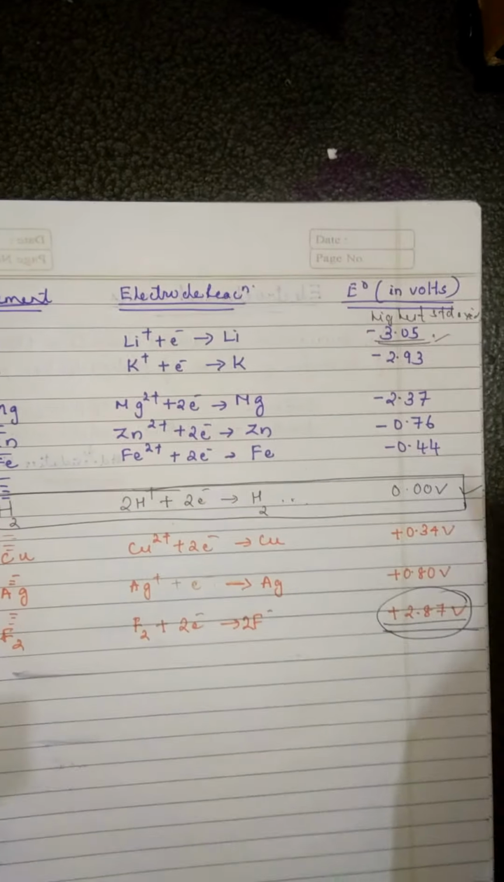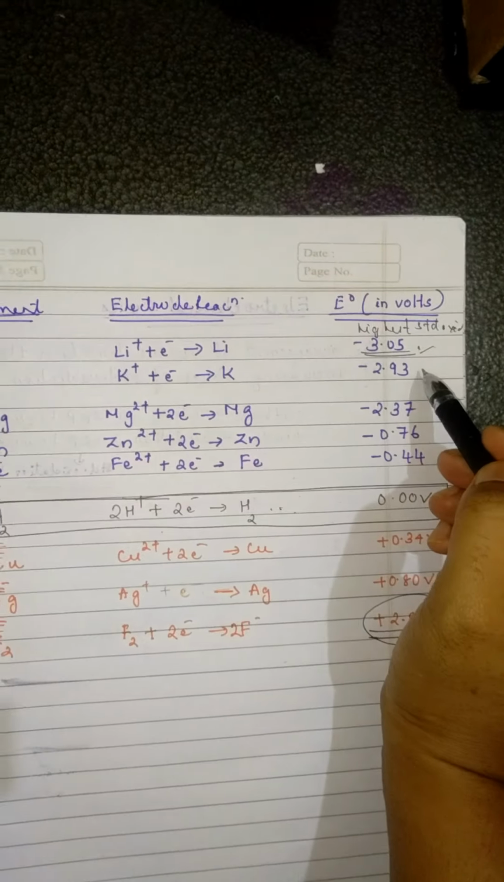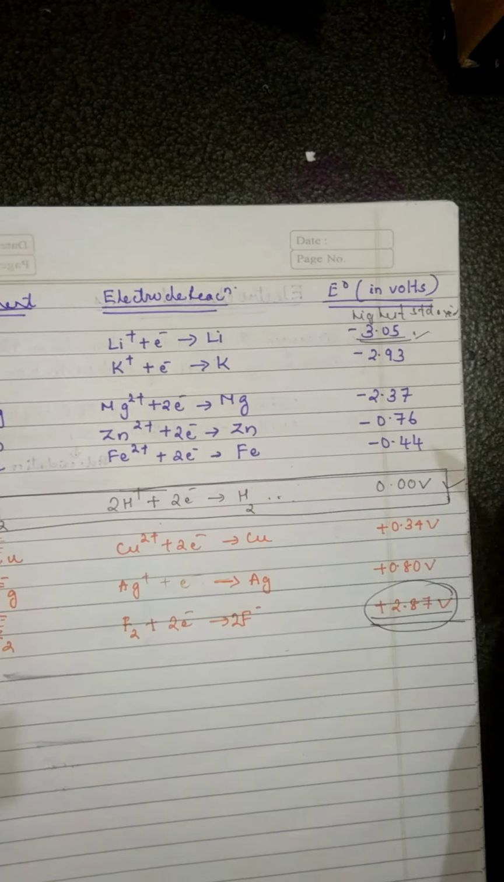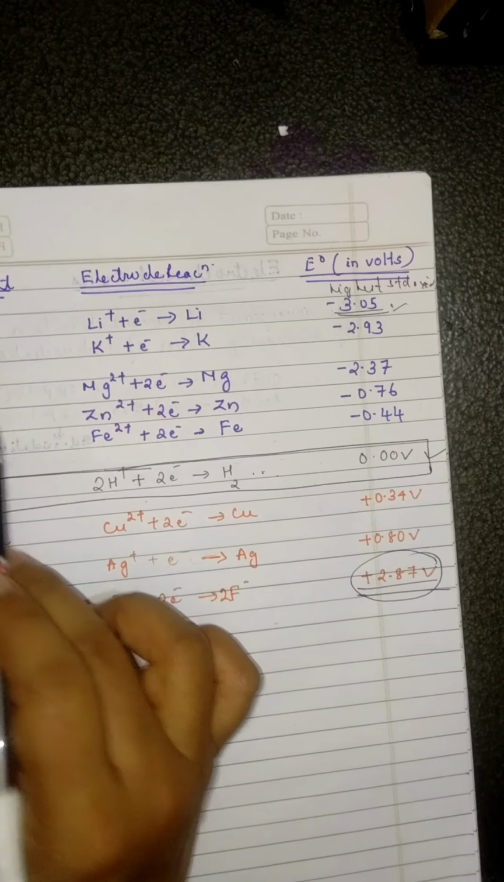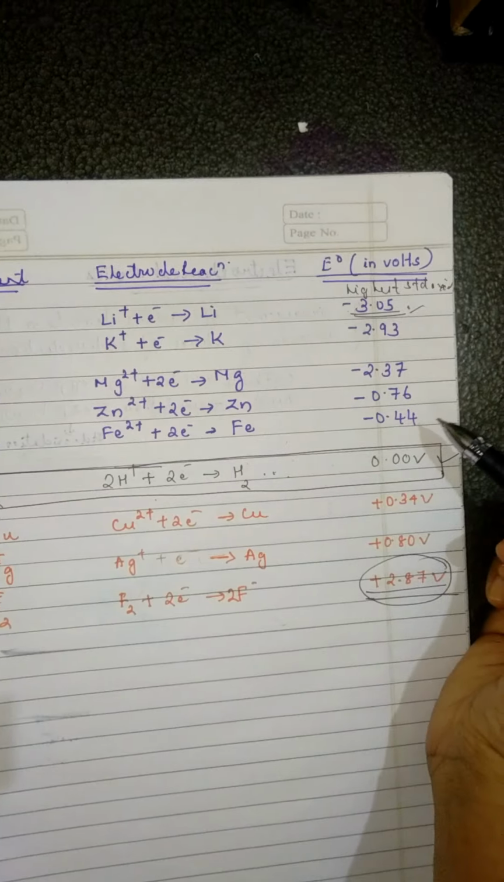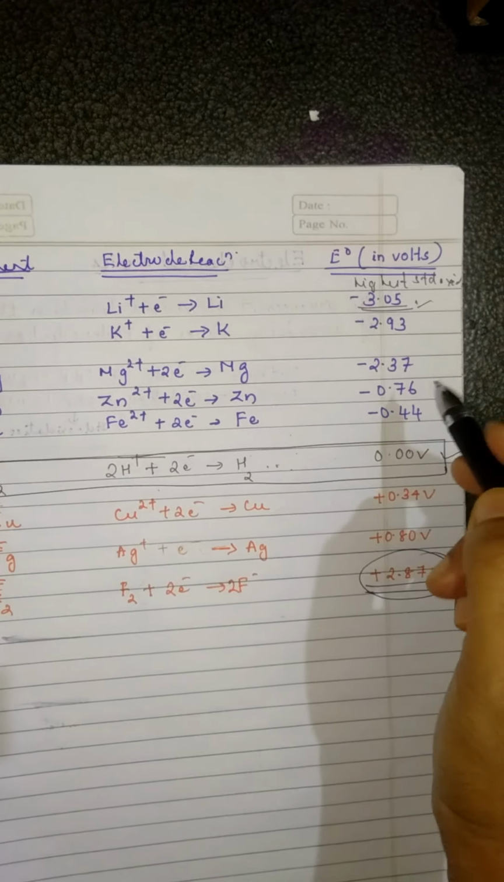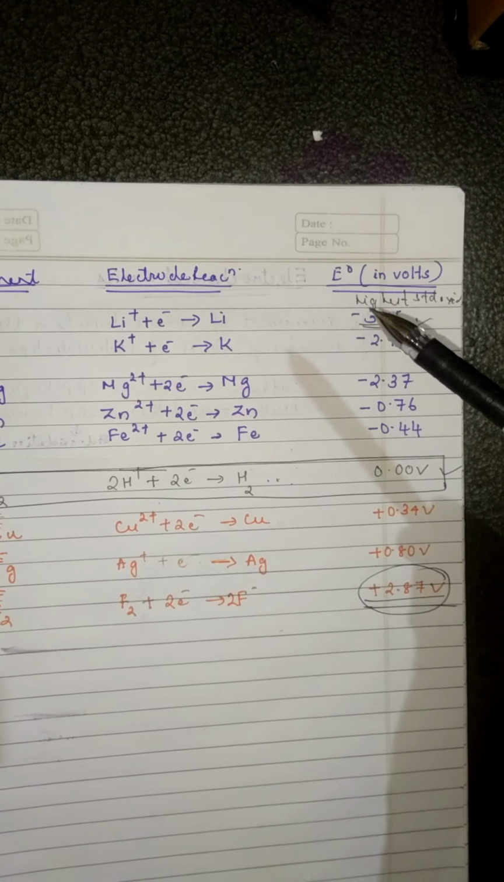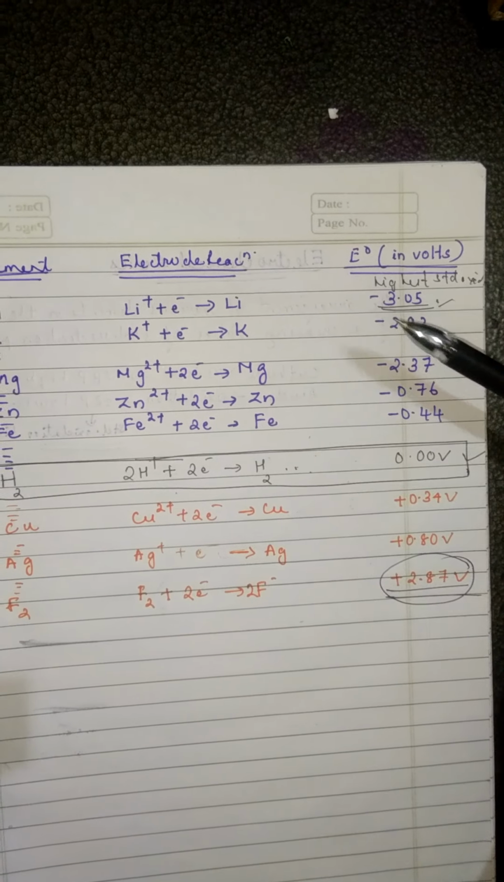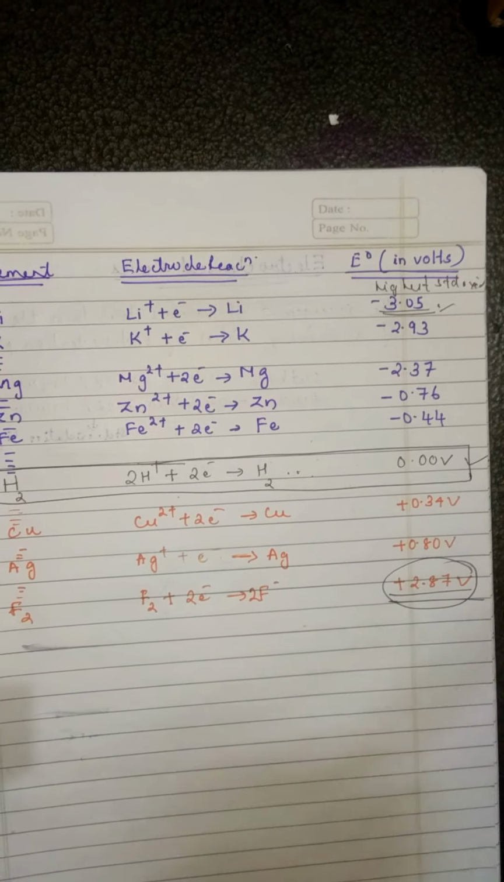Here you can see that lithium, potassium, barium, calcium, sodium are there. So lithium, potassium, magnesium, all these have a higher oxidation potential. So they will have a higher reactivity compared to the other metals.